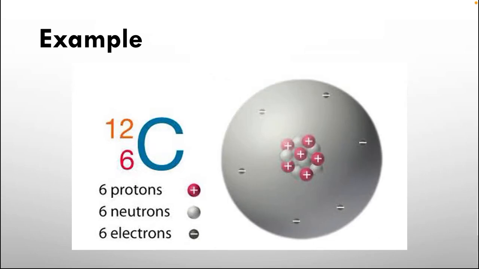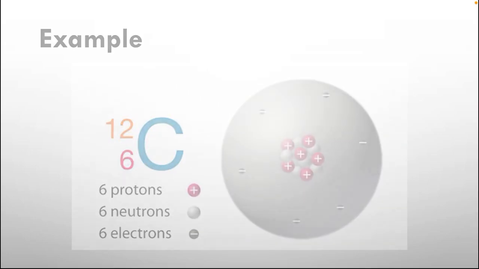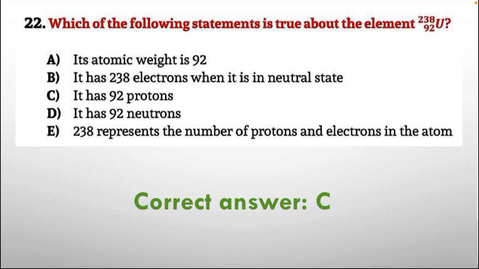We can also take another example, which is carbon. C is for carbon. 12 is the total number of protons and neutrons, and 6 is the number of protons or electrons. According to these examples, the correct option is option C. It has 92 protons.